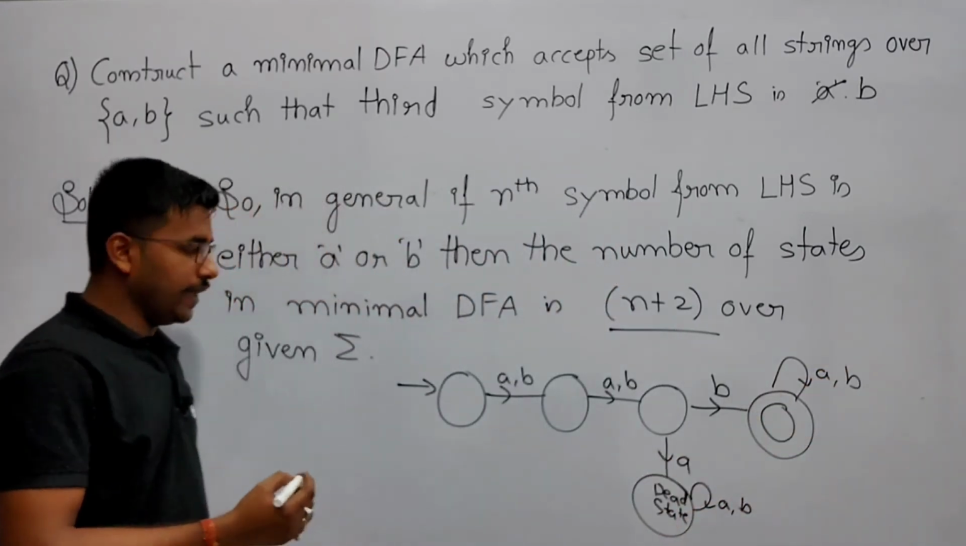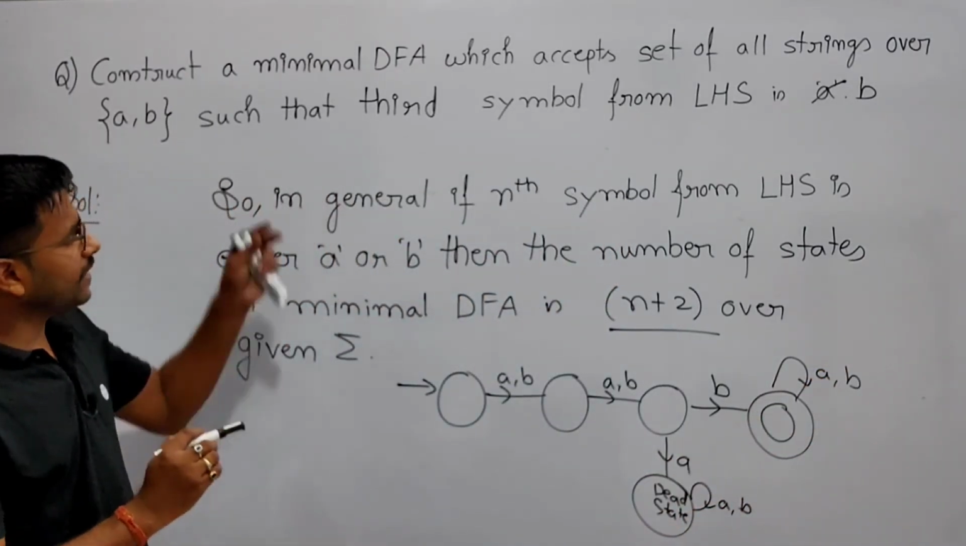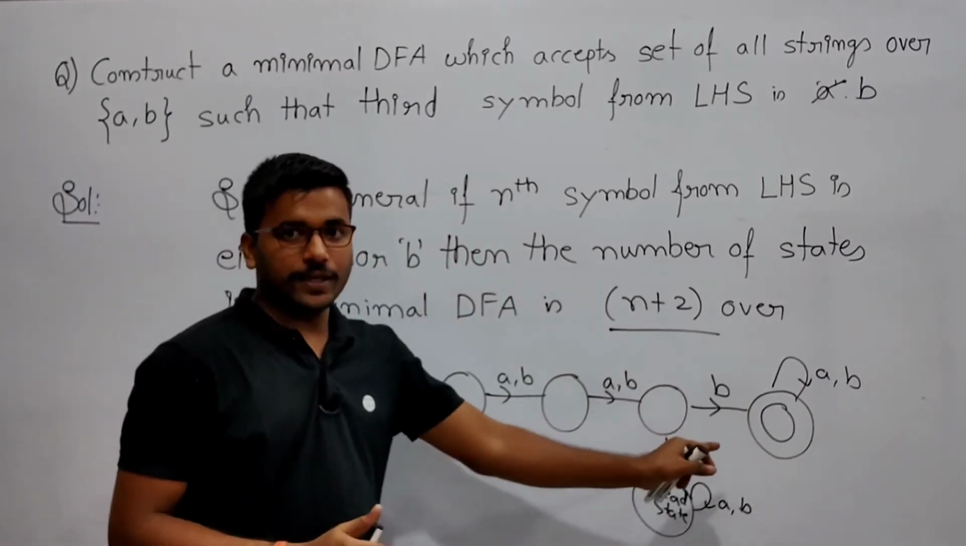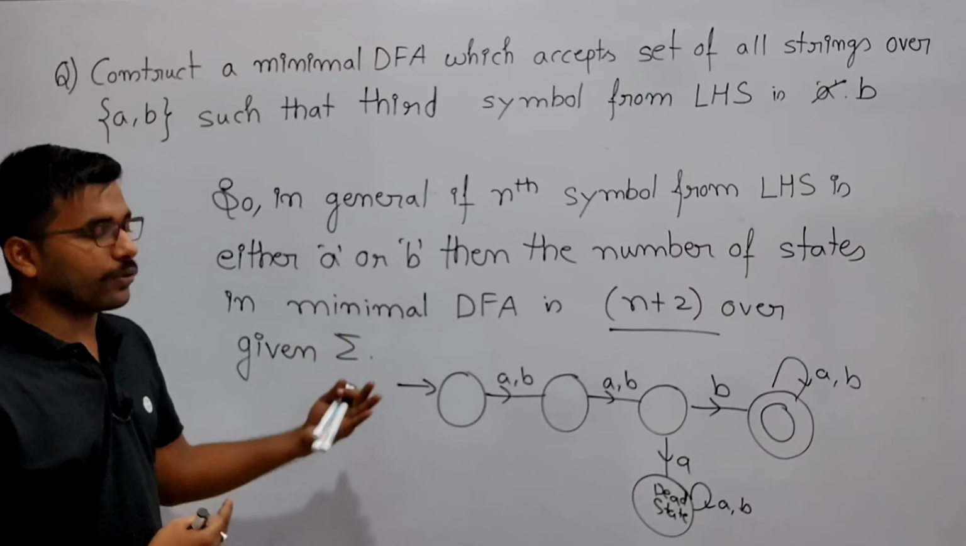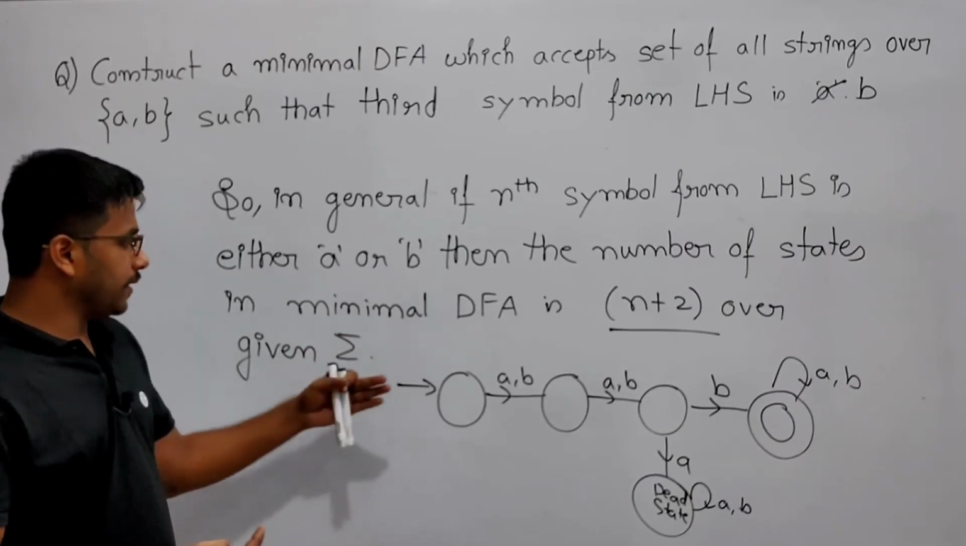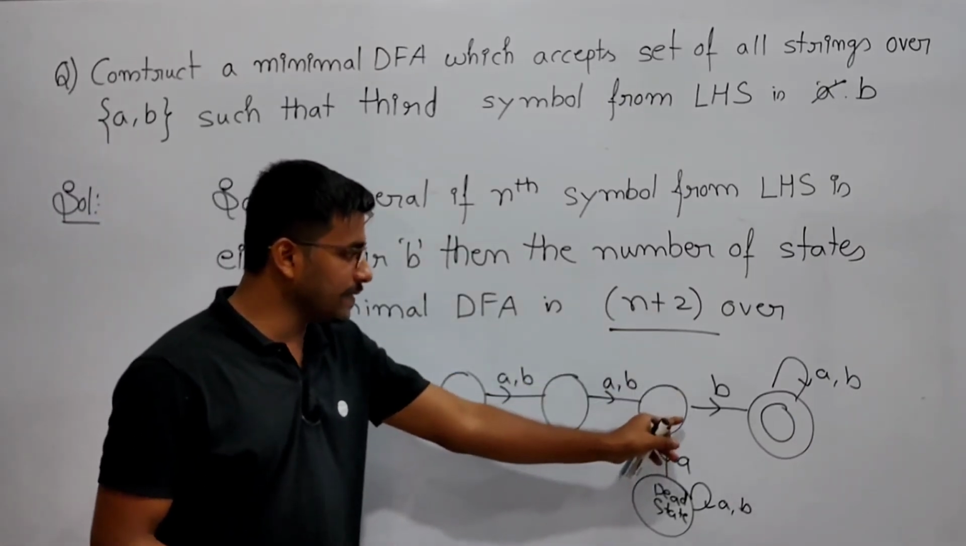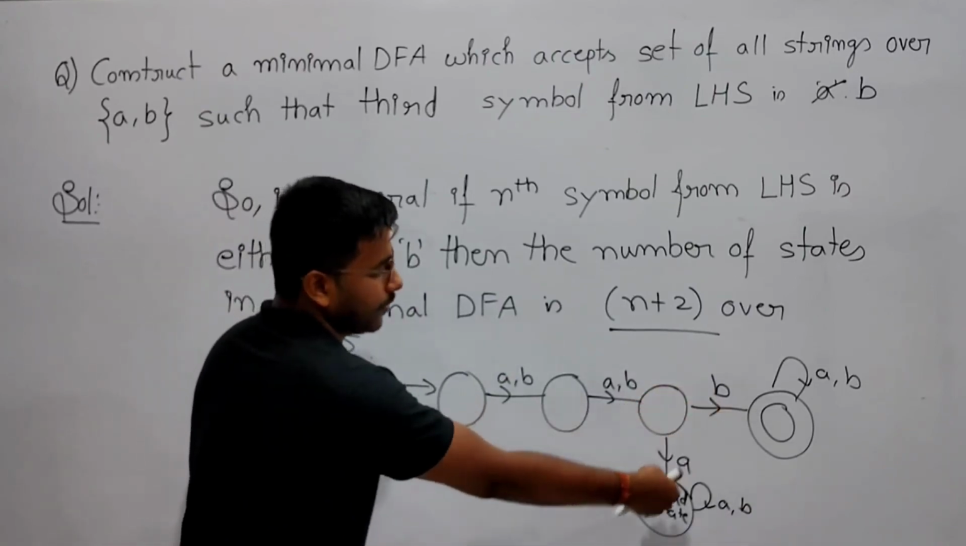So here the third symbol it was saying for b. So whether they are asking for the third symbol to be a or b, it will require the same number of states, that is n plus 2. So for the third symbol, you require 5, see 3 plus 2 is 5.